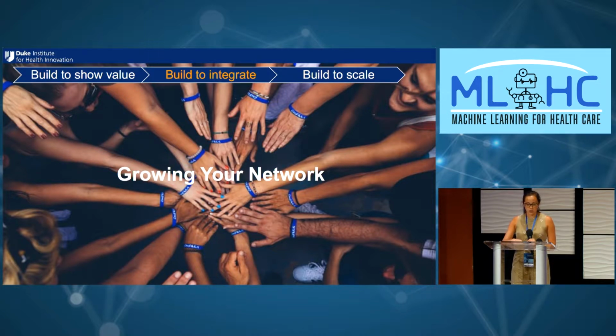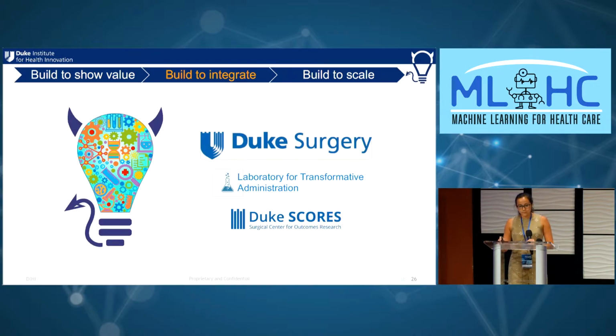It housed 227 clinically curated features for around 500,000 patients. And this caught the eye of the Department of Surgery, more specifically the chairman of the department, Dr. Alan Kirk, which started our team's formal relationship with him and the department. So this department, also quite large, is able to support its own research organizations, including Duke SCORES, which is a surgical center for outcomes research group, and then the Laboratory for Transformative Administration, another large training research group.